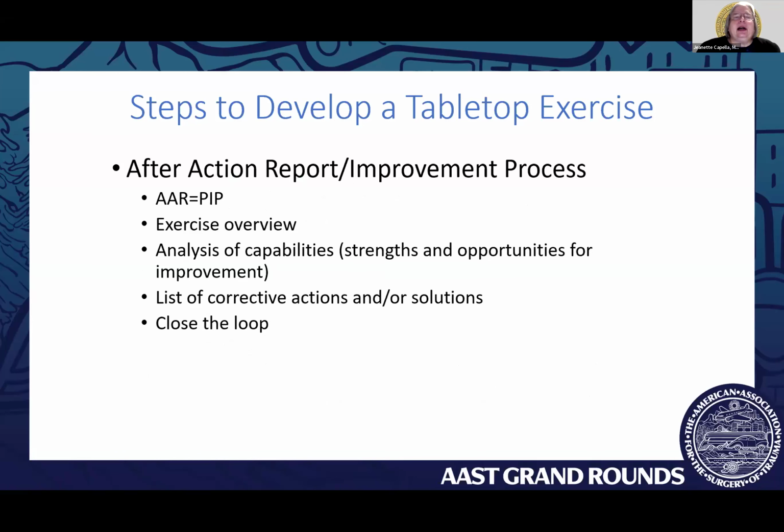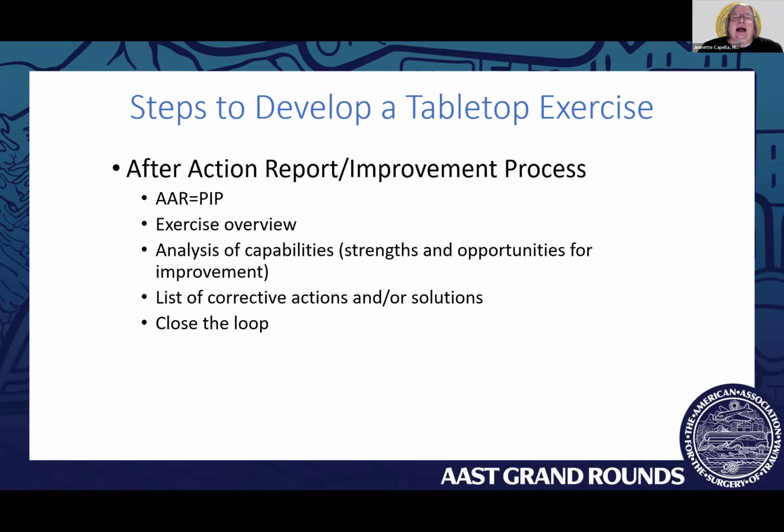So the after-action report improvement process is used quite extensively in the federal government and fire EMS. They use this for their exercises, and trauma surgeons should see this as the equivalent of our performance improvement process. It's virtually the same thing. When you do your report, you describe the exercise, provide the overview, and then look at strengths and opportunities for improvement.